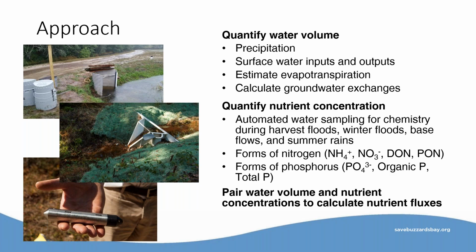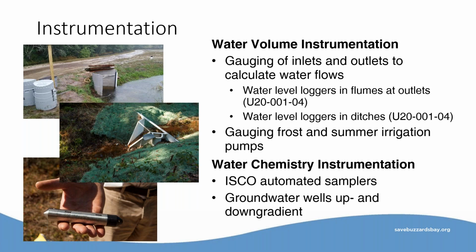And in terms of what we measured, we looked at forms of nitrogen, both inorganic and organic, and then again both inorganic and organic forms of phosphorus. Okay, and so the instrumentation that we use, for gauging the water volumes, we gauge the inlets and the outlets to calculate water flows.